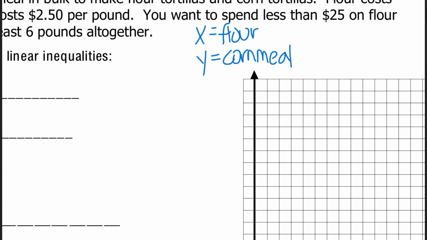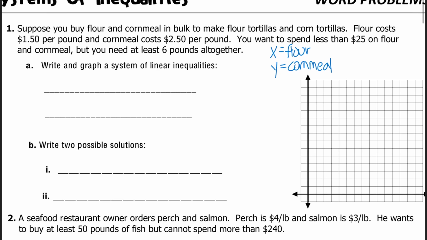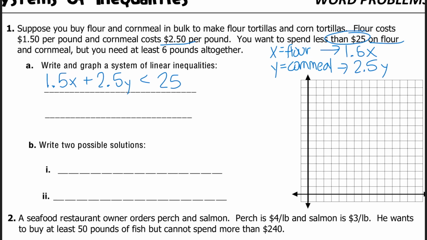Okay. Now, I know that flour costs $1.50 per pound, so it's going to be 1.5x. Cornmeal costs $2.50 per pound, so that's going to be 2.5y. Now, those two together, if I buy them both, it says that I want to spend less than $25. So there's my first inequality, easy peasy.